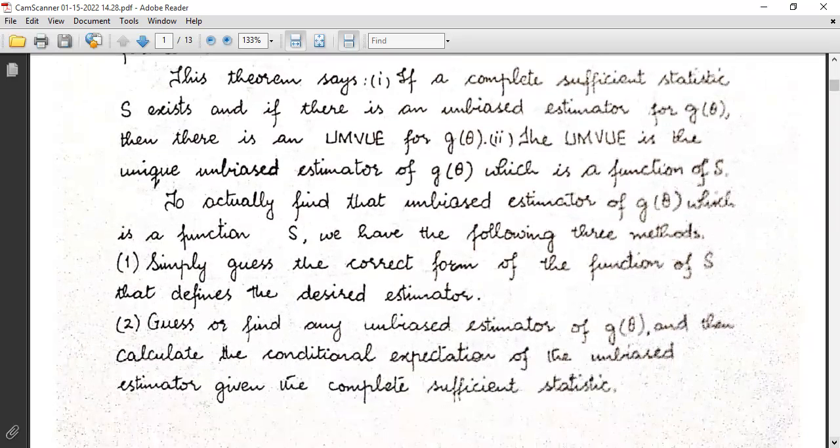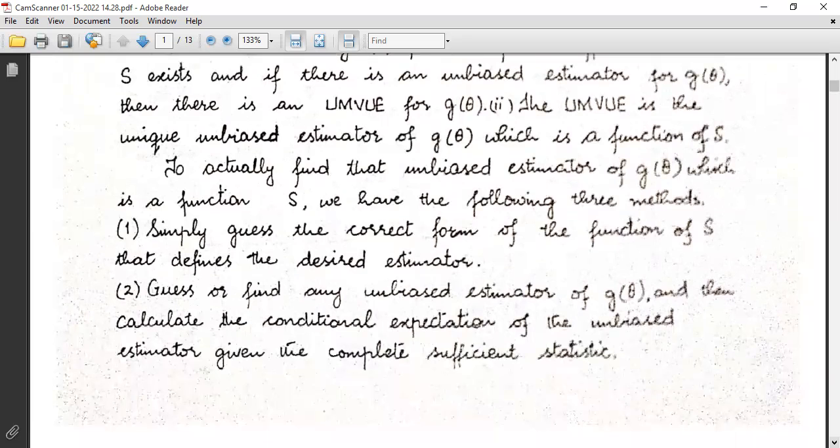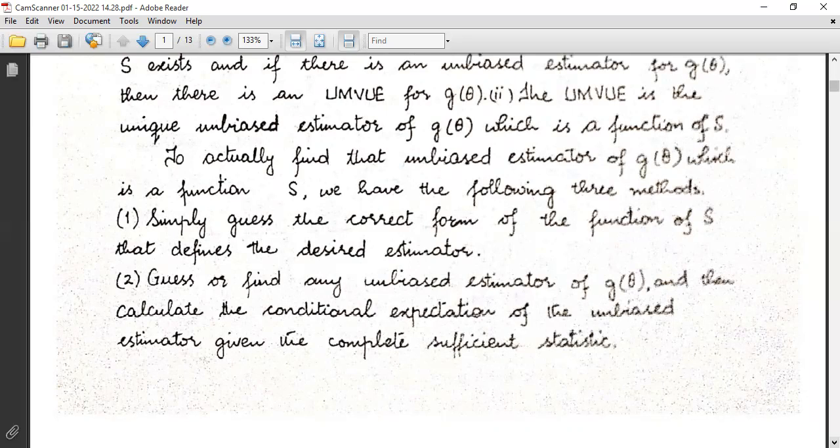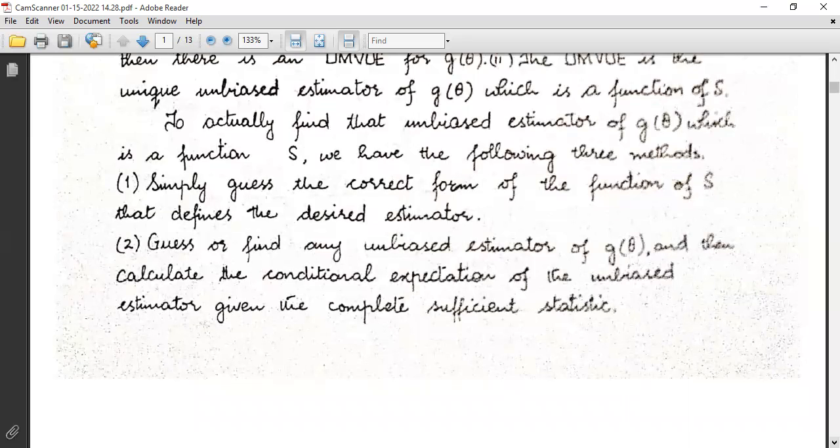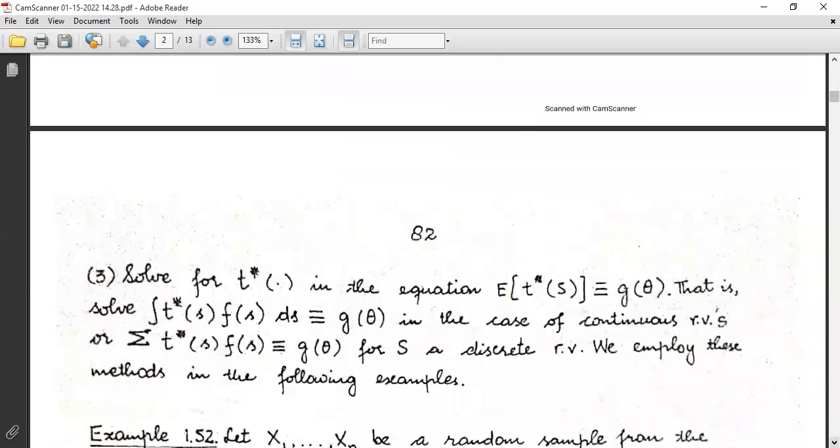To actually find that unbiased estimator of g(theta) which is a function of S, we have the following three methods. First is simply to guess the correct form of the function of S that defines the desired estimator. Second is to guess or find any unbiased estimator of g(theta) and then calculate its conditional expectation given the complete sufficient statistic.